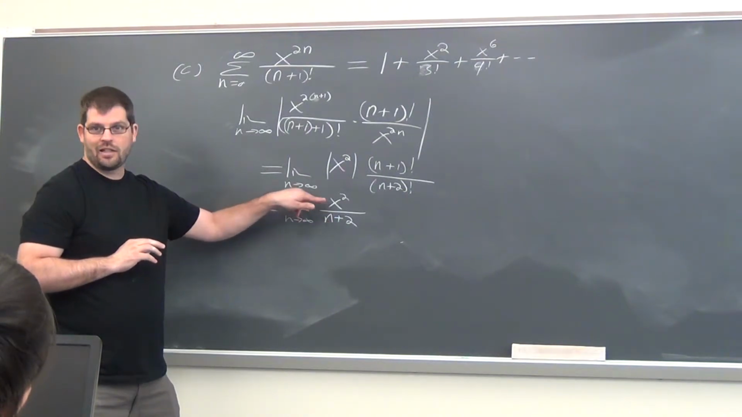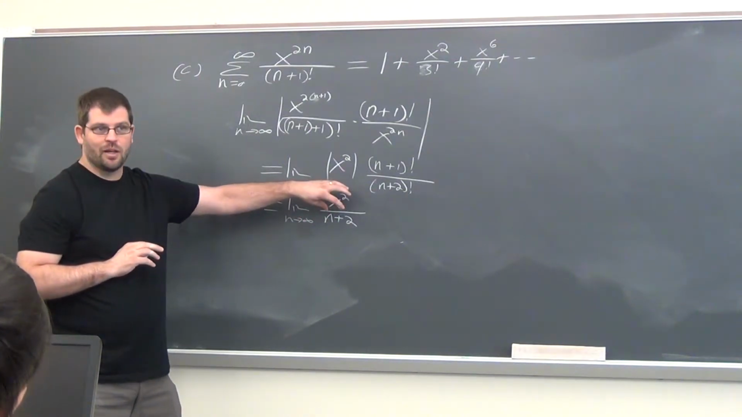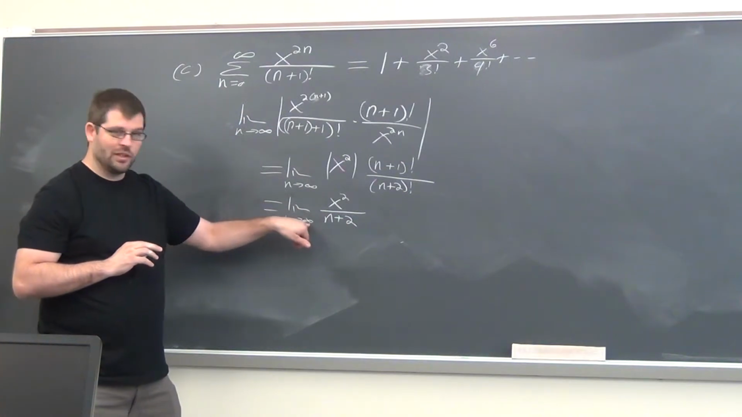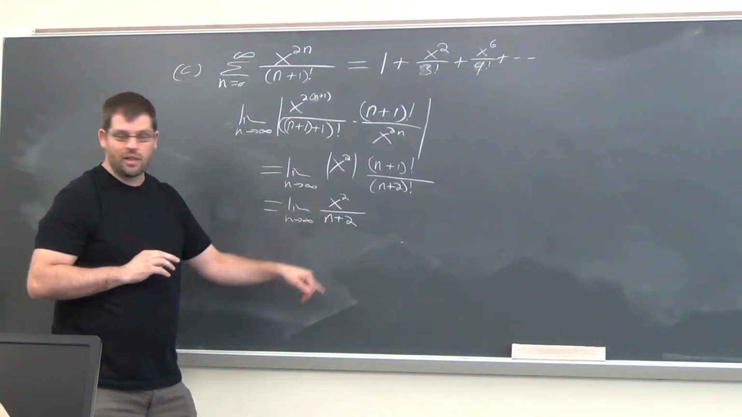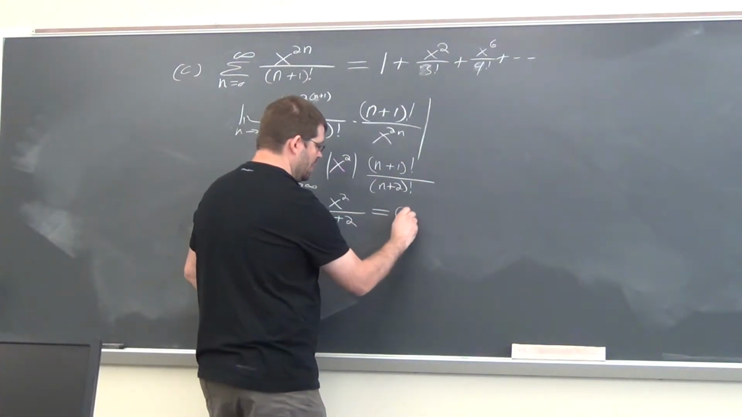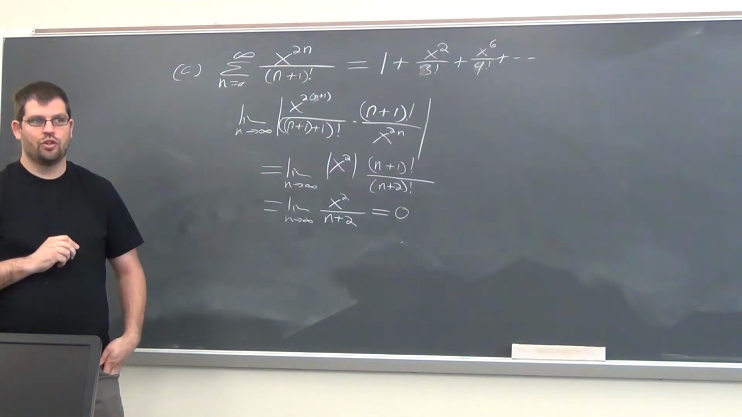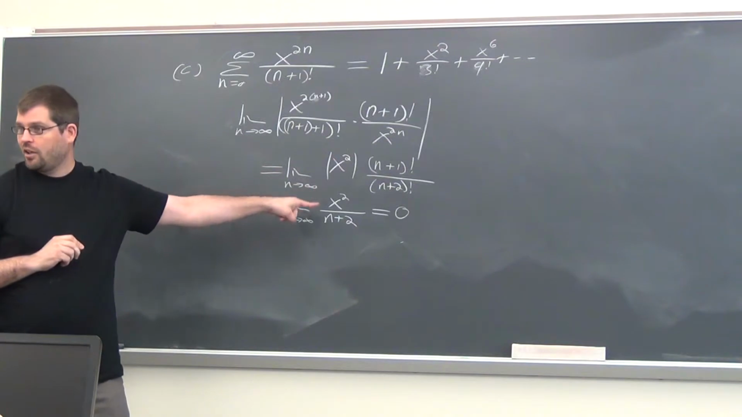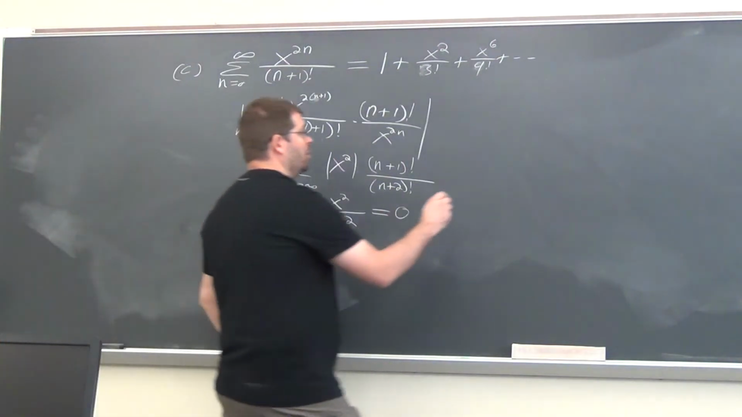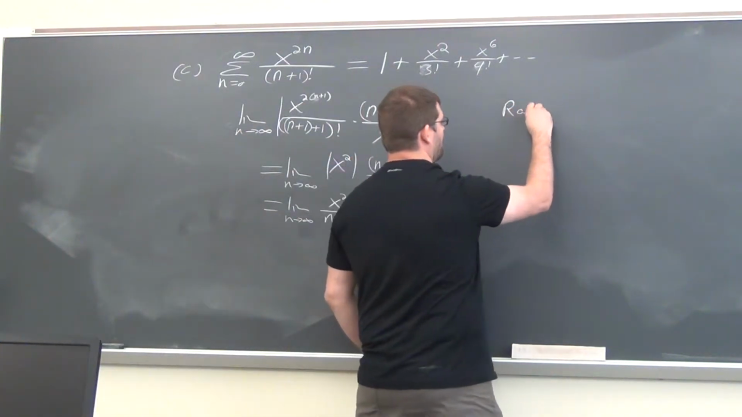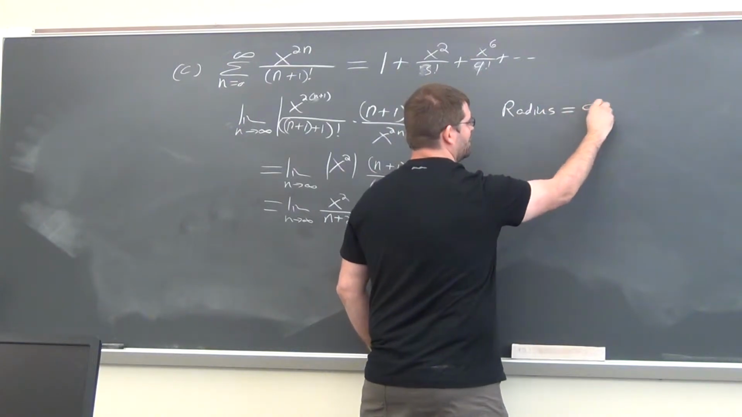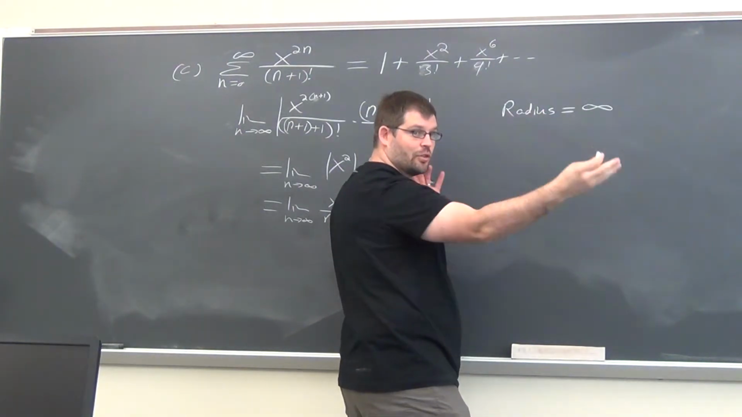Right? That x is staying fixed, so x squared is a fixed number, and you divide by n plus 2 as n gets bigger and bigger. So that whole thing goes to 0. So what does that mean? Converges, and it converges for every x, right? No matter what x's we get to. And so we say here that the radius, I'm just going to say radius is infinite. Does that make sense? It converges everywhere.